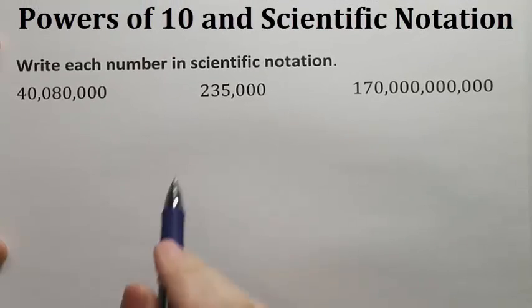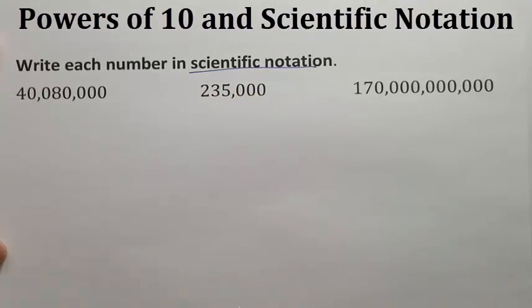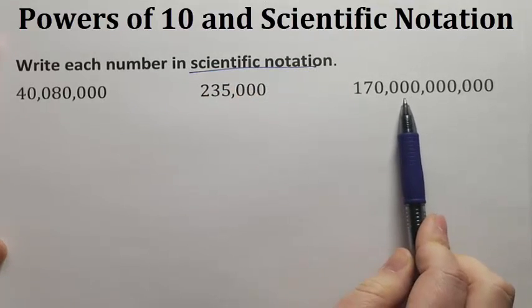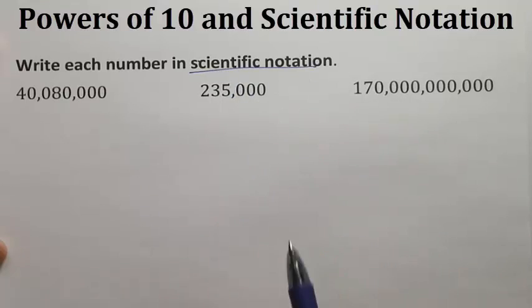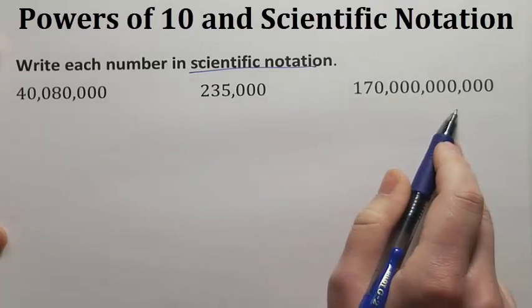So why did scientists come up with putting numbers into scientific notation? Numbers that are really, really big or really, really small are hard to do arithmetic with. If you can put them into scientific notation, it's easier to do arithmetic on. So let's go ahead and change these to scientific notation.